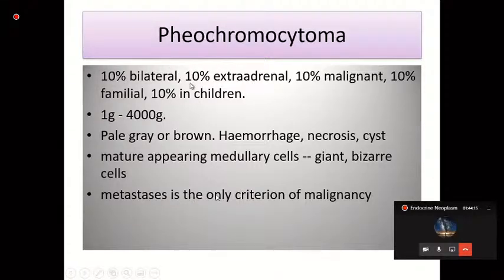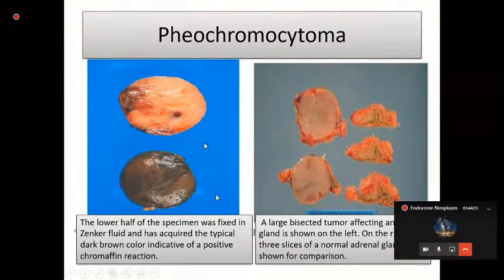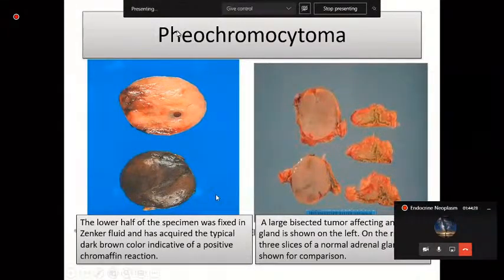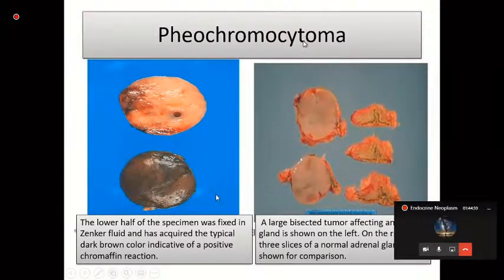How to differentiate between a pheochromocytoma, the benign, and the malignant is by metastasis. We cannot differentiate between the pheochromocytoma and the malignant pheochromocytoma only by metastasis.